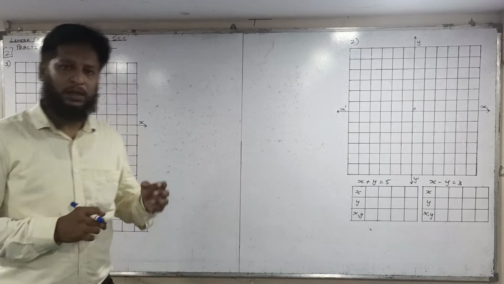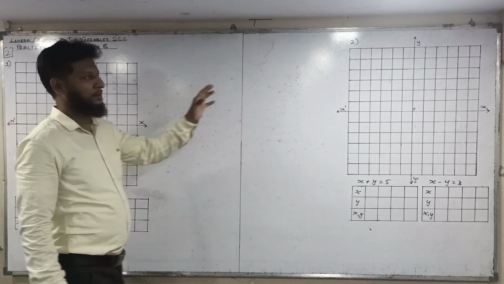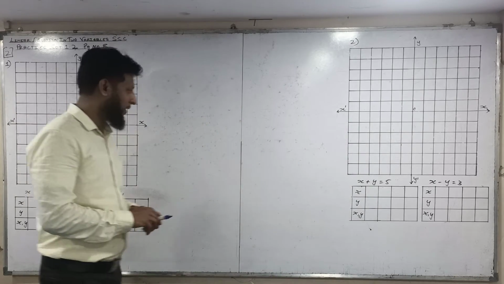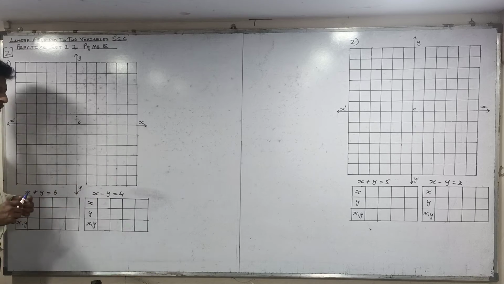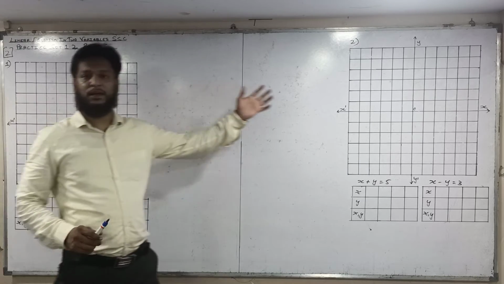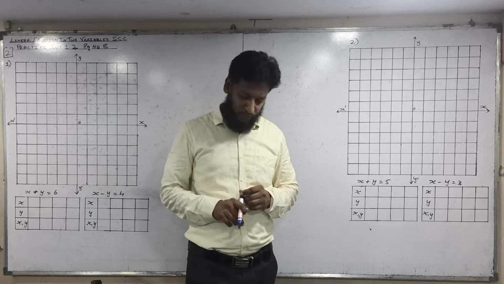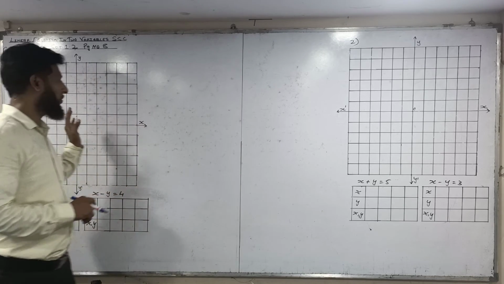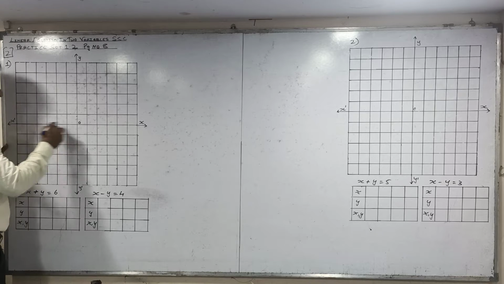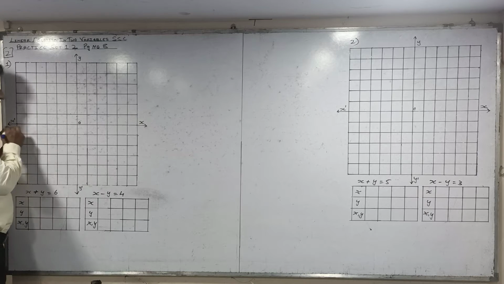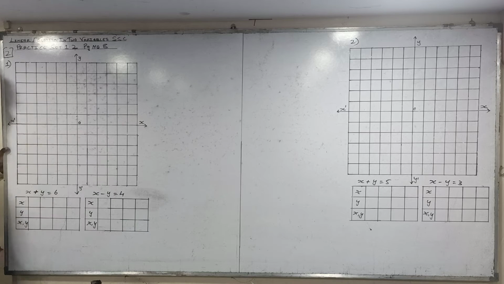Now for the graph, I have drawn the graph for the first and second sum. These are the simultaneous equations 1 and 2. You have to solve them by the graphical method. In the graphical method, you have to draw the graph. This is the x axis, this is the y axis. Draw the line on a graph.